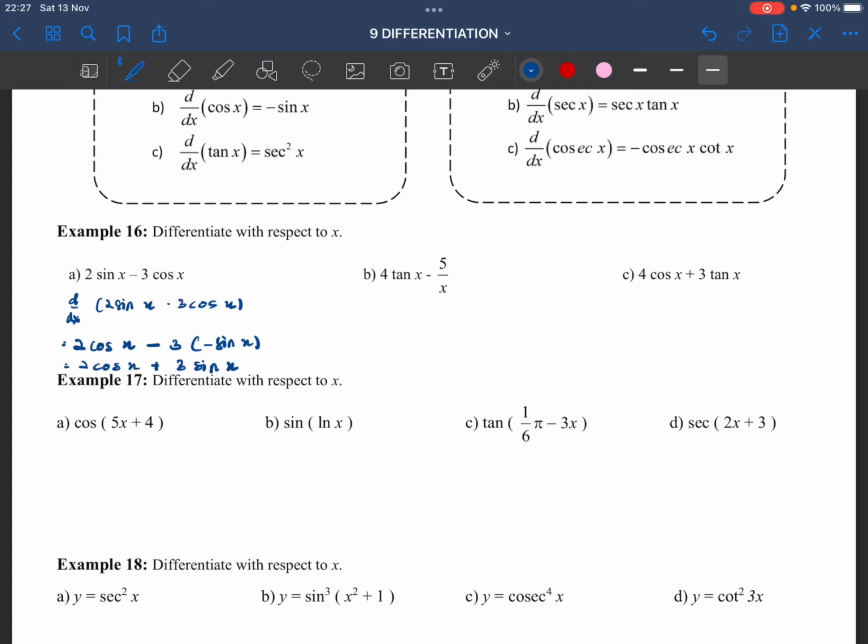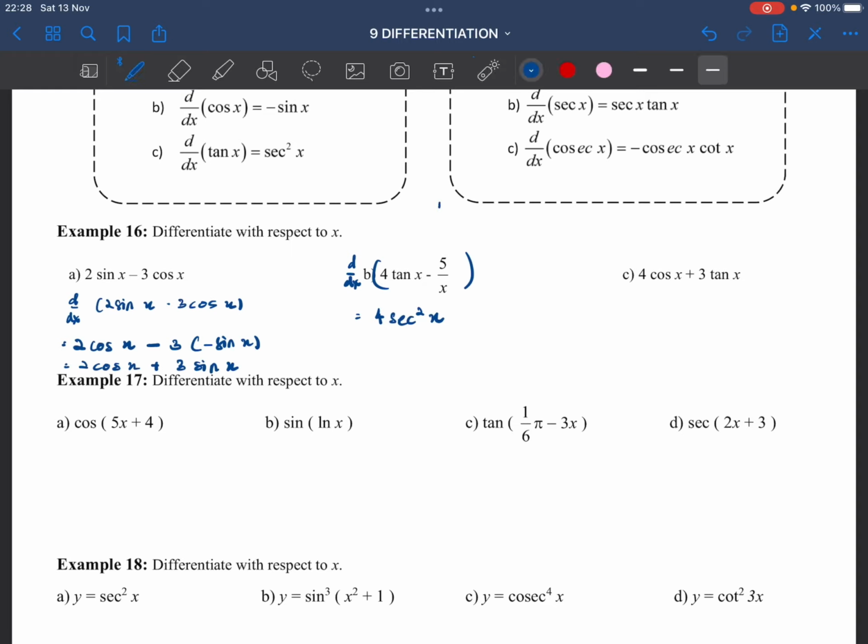So here differentiate, I'll just write it here. Differentiate 4 tangent x minus 5 over x. Okay, this is not completely unfamiliar. So we have constant 4, differentiate tangent, we will get secant square x. It is square, even though the tangent here has no square, the answer for differentiation of tangent is secant square x. So how to differentiate 5 over x?